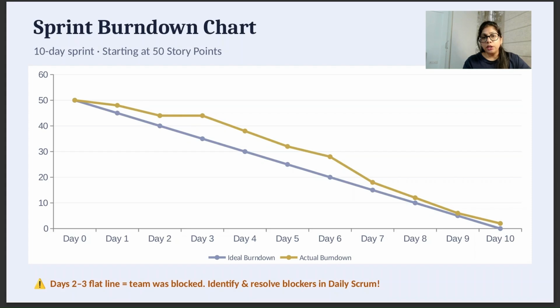Then again, after day 3, if you see that the team is progressing and the burn down chart is going downwards, and similarly here again it is going downward. In this way, you can identify and resolve blockers and check with the team in daily scrum by studying the sprint burn down chart for your particular sprint.